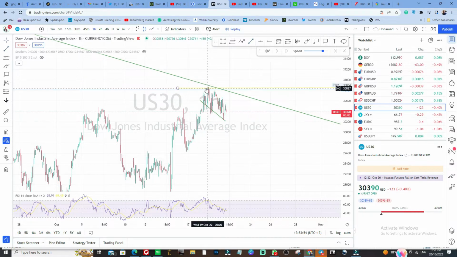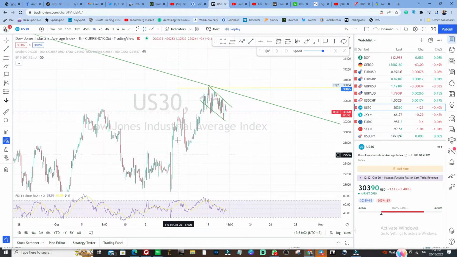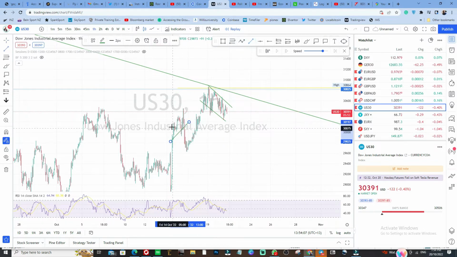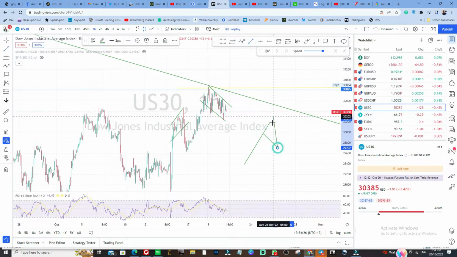That is a flag. You can see that it's creating flags. It shows that the market is not just moving straightforwardly. So now we have a flag like this. Let me draw a flag for you. We can have a bullish flag in this manner.